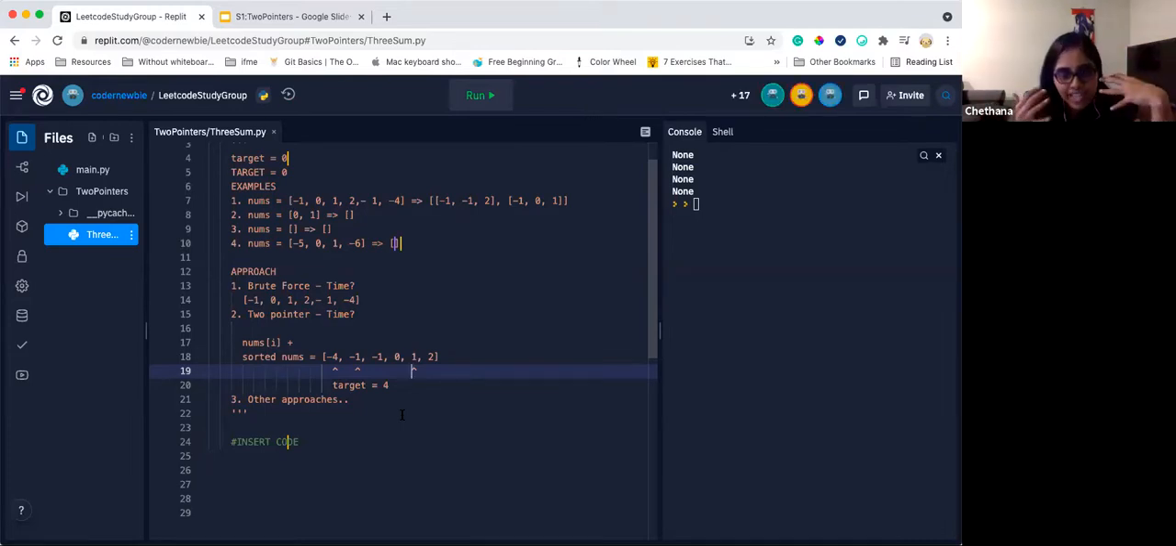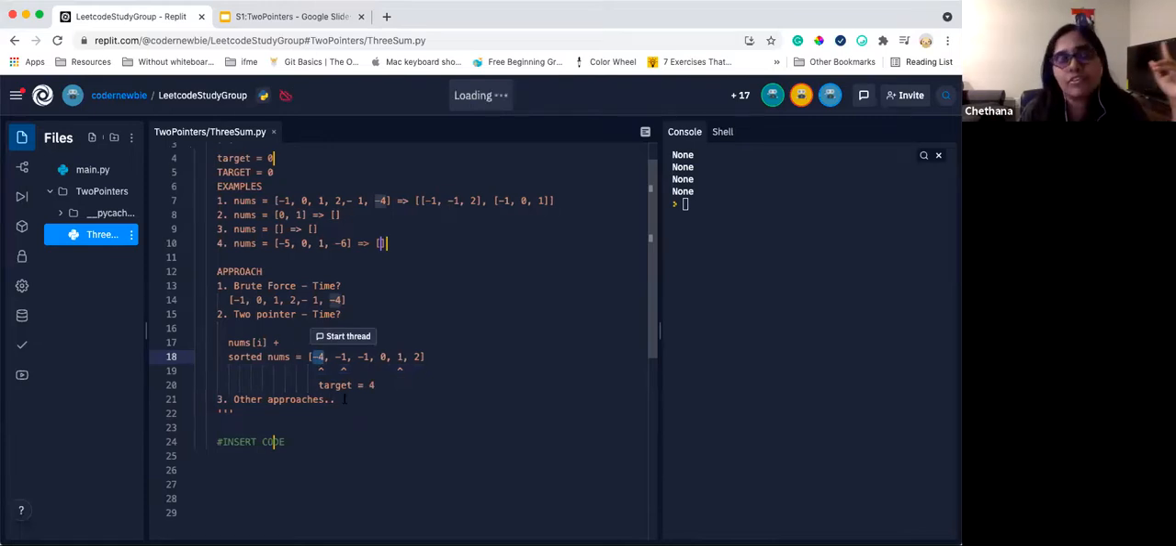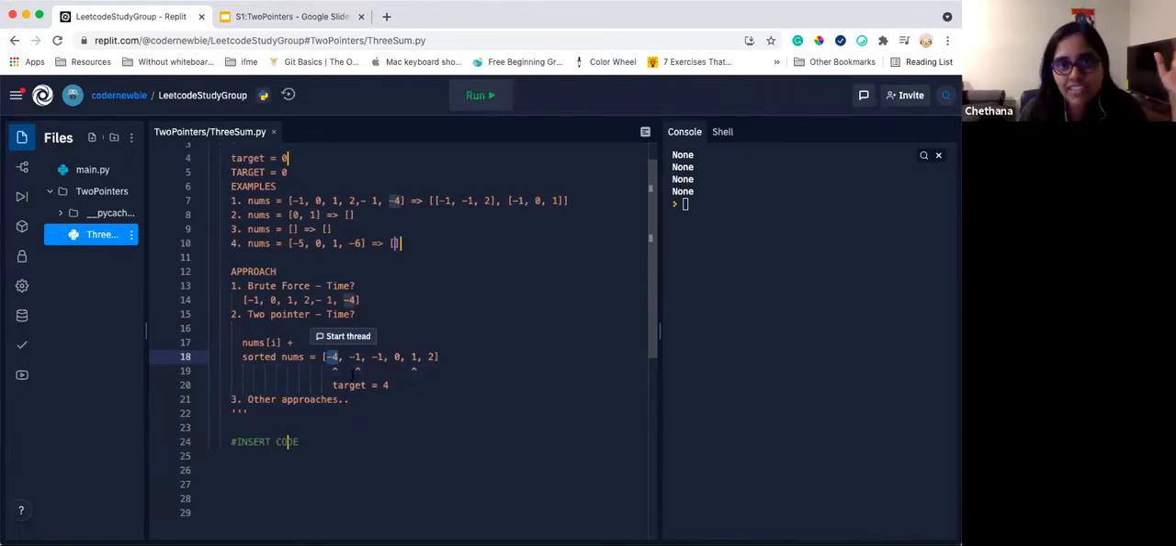I thought I could explain everything step by step, but I feel like we're going to lose out on some more time there. But let's see how it goes. I'll just explain the gist of how we're going to do it. For every element at wherever your ith pointer is, we're going to find a pair that would match it, where your nums of I, nums of left, and nums of right are going to equal 0.